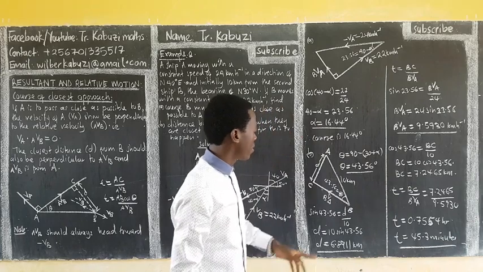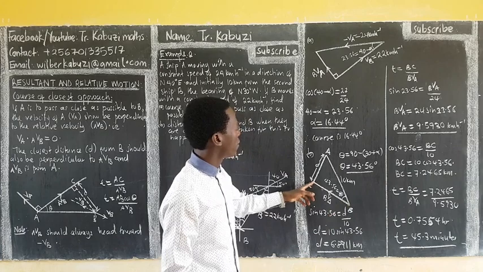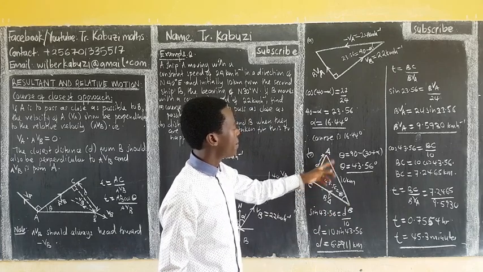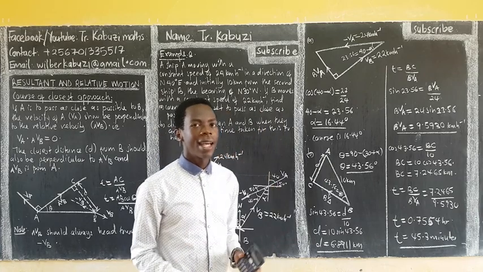So this is the time that particle B is going to take to move to the closest distance to A. It's going to be just 45 minutes. So that's how we handle that.